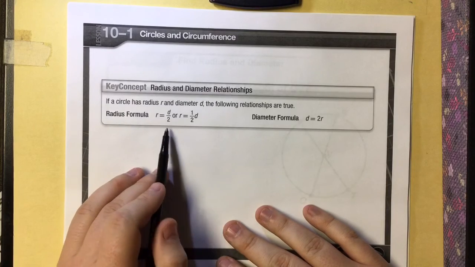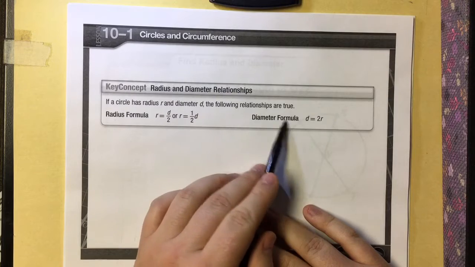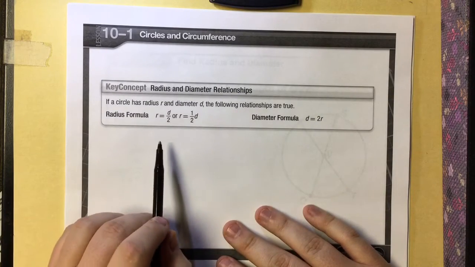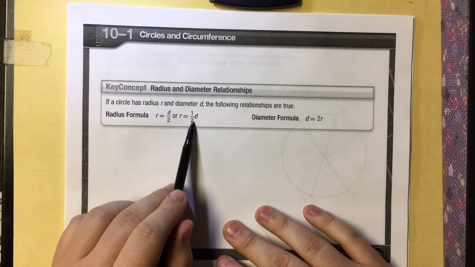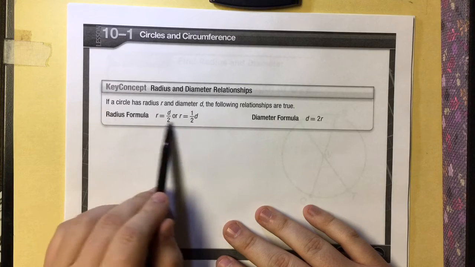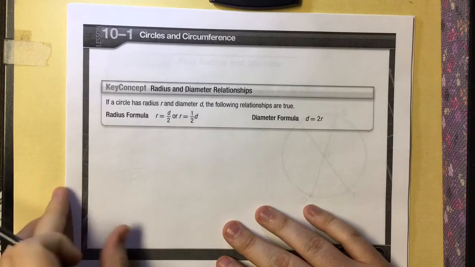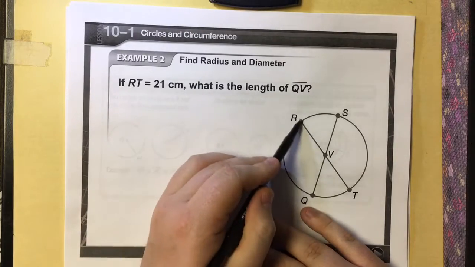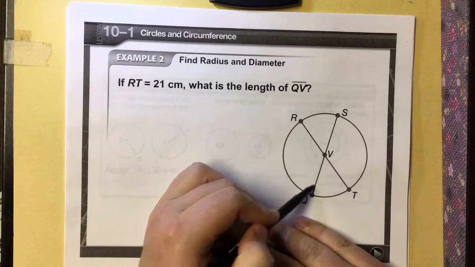We talked about what a radius and a diameter is. As I said before, a diameter is really just two radii that are going in a straight line. So that means that a radius is half of a diameter, or if you know what the diameter is, divide it by 2, or multiply it by half, to find the radius. And if you know what the radius is, you can just multiply it by 2 to find the diameter of the circle. This is all stuff you guys have done before. So right here, they tell us RT is 21. RT is a diameter. QV is a radius.